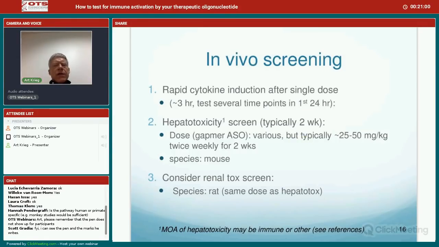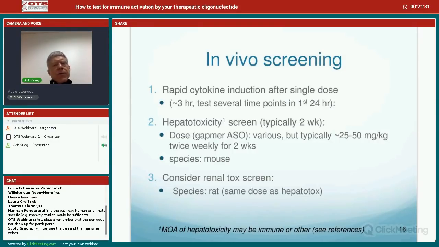Hepatotoxicity is another screen that I think anyone developing therapeutic nucleic acids wants to perform. And I put a footnote here to make the point that there are multiple mechanisms of hepatotoxicity from nucleic acids. Some of these are immune-mediated, some of them are not. I have a couple of references at the end that talk about that too. And I'm not sure that it matters. Typically, if people have a hepatotoxic oligo, they just weed that out and they don't develop it further.